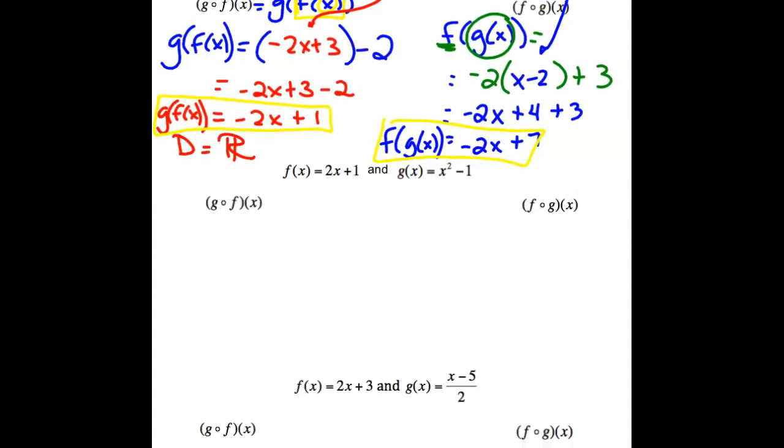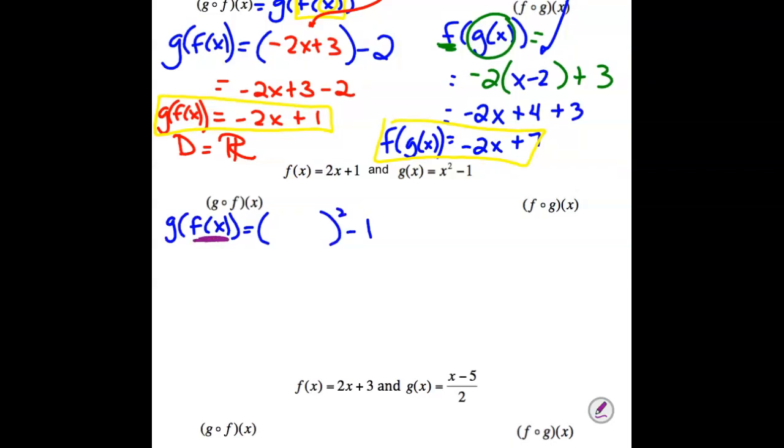All right, let's change our functions. This time we want function f to be 2x plus 1 and function g to be x squared minus 1. Again, no domain restrictions. We don't have any denominators or any square roots. So we're starting out with g of f of x. So we start with function g, which is something squared minus 1. And this is telling me that I want to dump f of x inside of g. So I'm going to plug f of x into that g function.